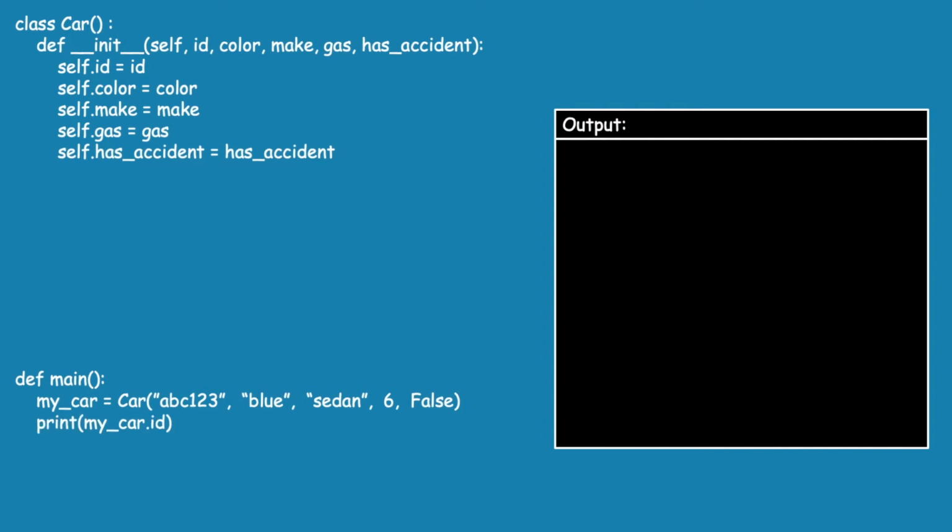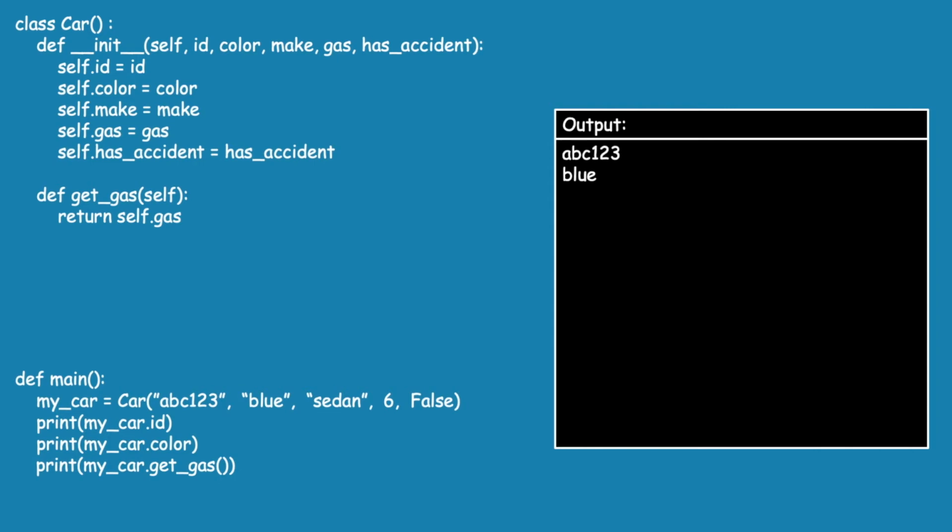If you want the car's ID, you do mycar.id, and you get the output. Similarly, if you want color, you do mycar.color. If you had a function called getGas that returns the self.gas variable, then you would follow a similar pattern and do mycar.getGas, which would print the gas.